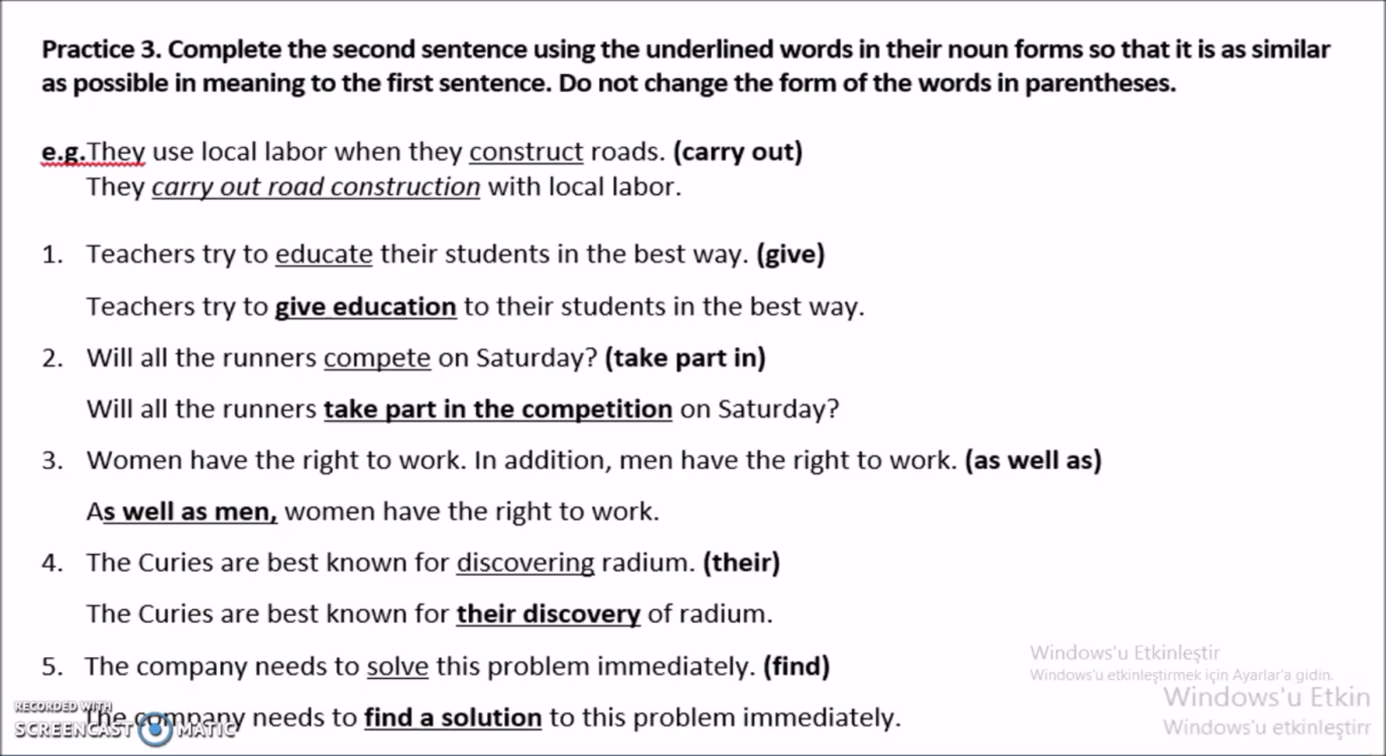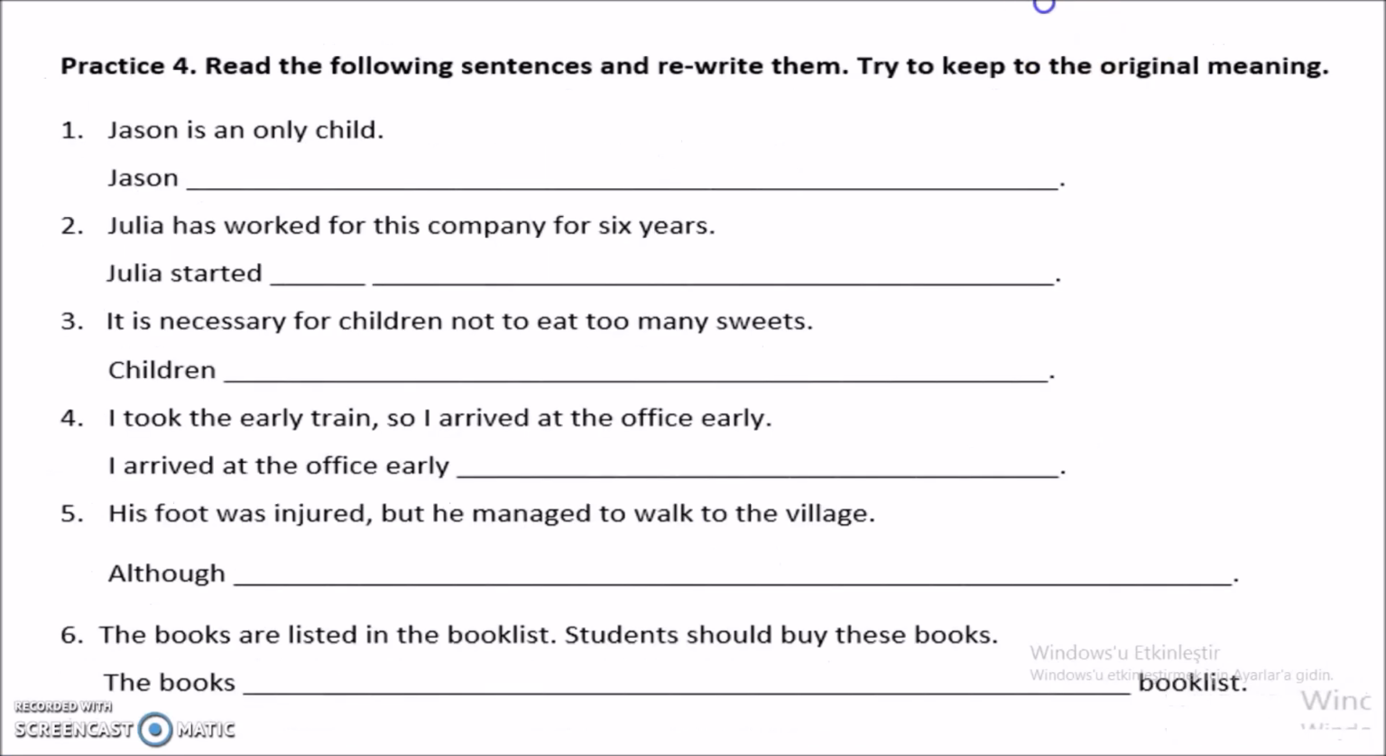Okay? Or the last one, number 5. The company needs to solve this problem. Instead of solve, there's a collocation that you can use. Solve a problem or to find a solution to a problem. So if you study different forms of the words and the collocation, rewriting or paraphrasing will be easier for you. Okay? So let's look at the next practice, practice 4.